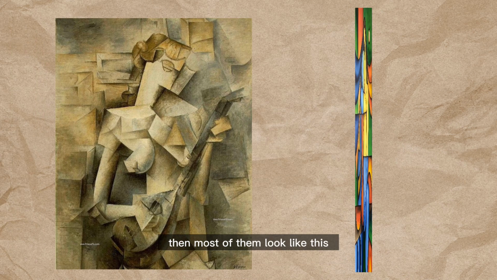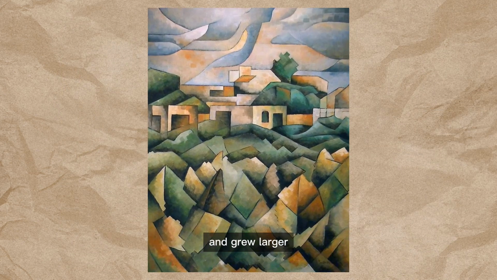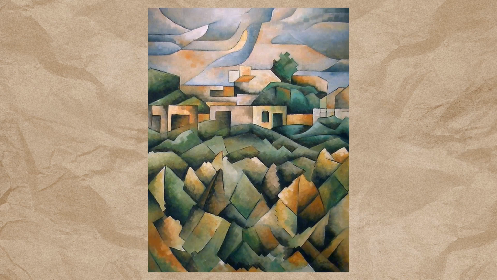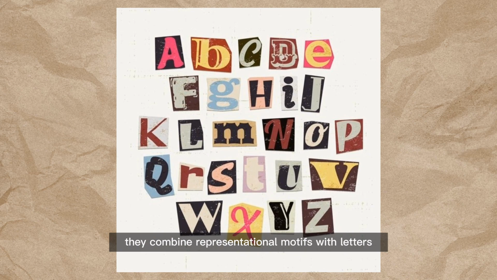Most of them look like this. They have compact and dense forms and grow larger as they diffuse toward the edges of the canvas. Frequently, in this period, they combined representational motifs with letters.